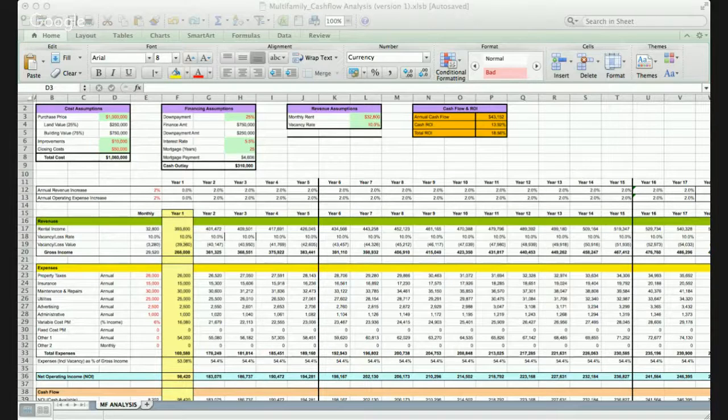I'll be doing another presentation probably in a week's time or two weeks' time on a flipping spreadsheet that I created. I don't do as much flipping. All my investing strategy is multifamily.